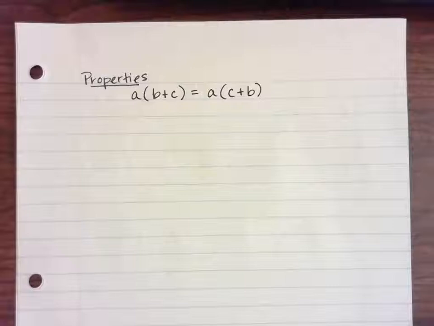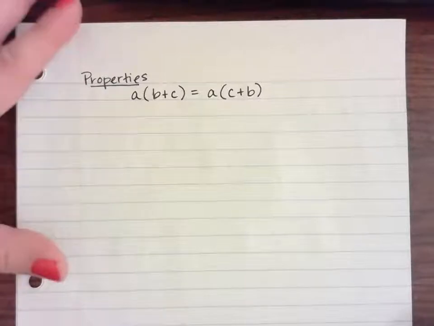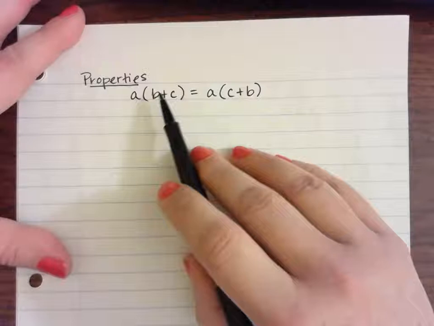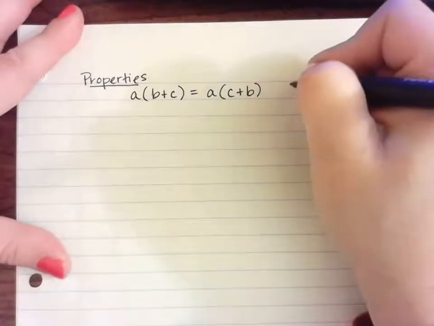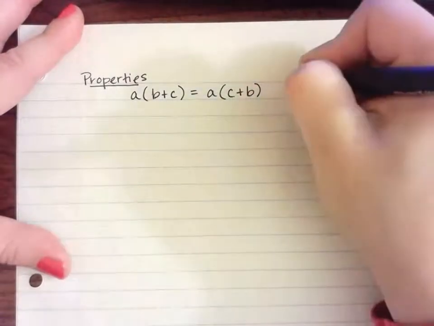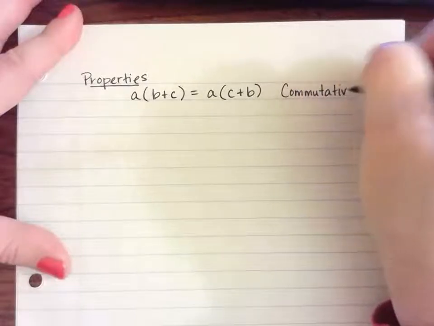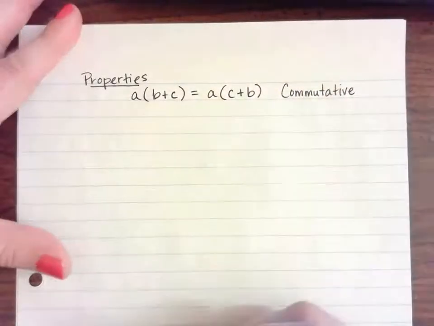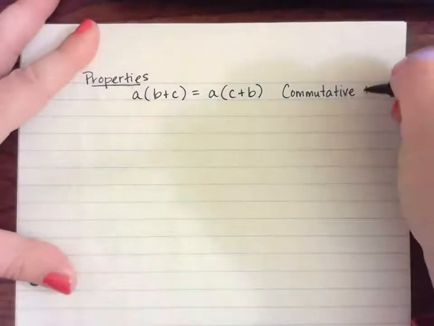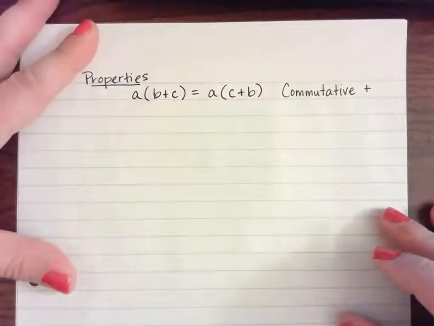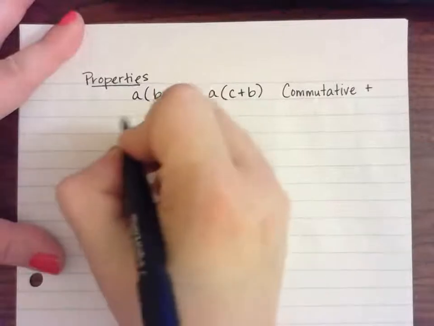Now this one's set up so it looks like you're going to do the distributive property, but actually they didn't do the multiplication. So for this one, what you want to notice is that the B and the C changed places. So this is the commutative property. And that's for addition.